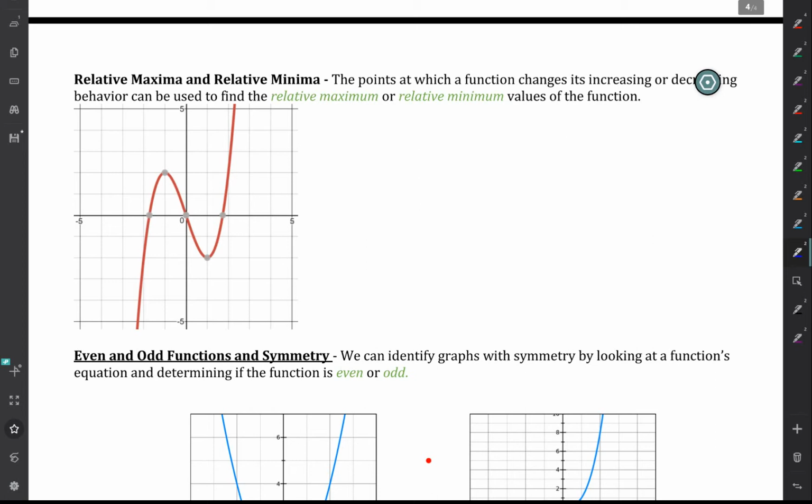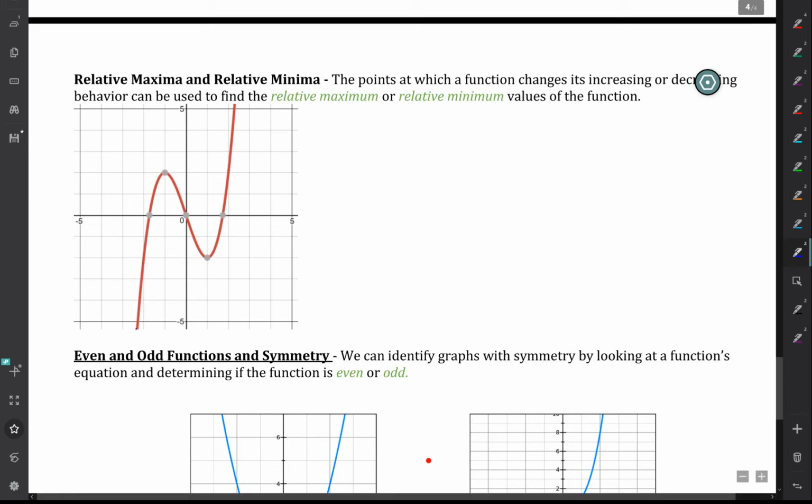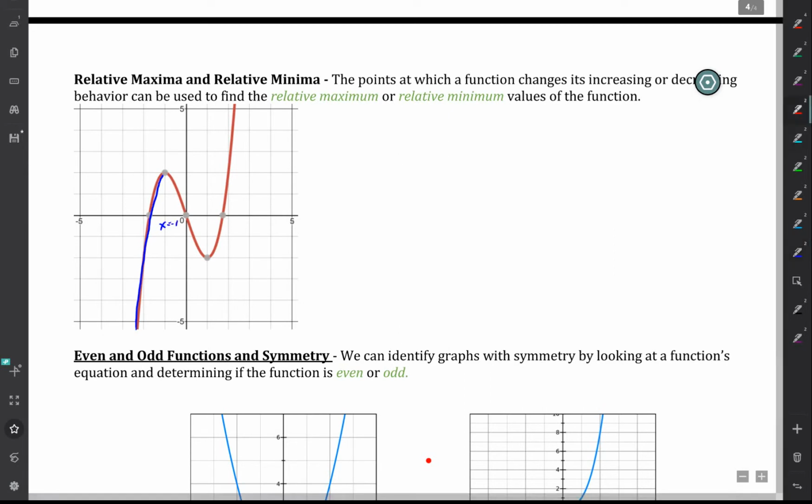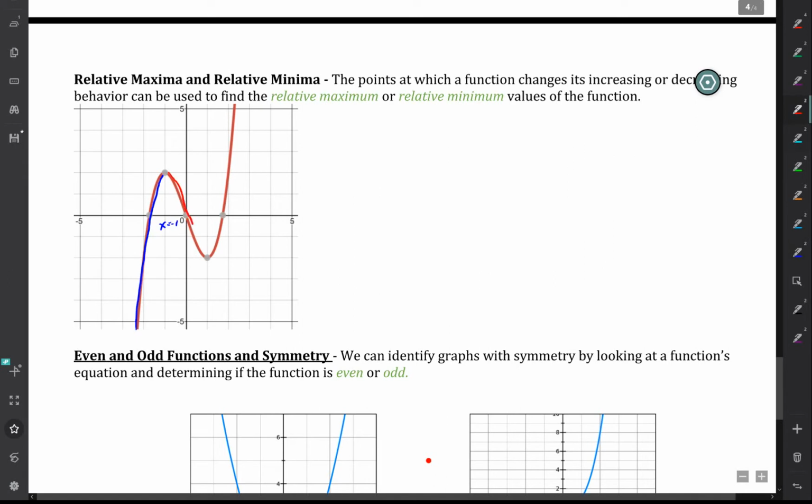And so if we look at this graph on the left, we see that the function is increasing until about x equals -1, and then it starts decreasing, and it continues decreasing from x equals -1 down to x equals 1, and then it's increasing again when x is greater than 1.